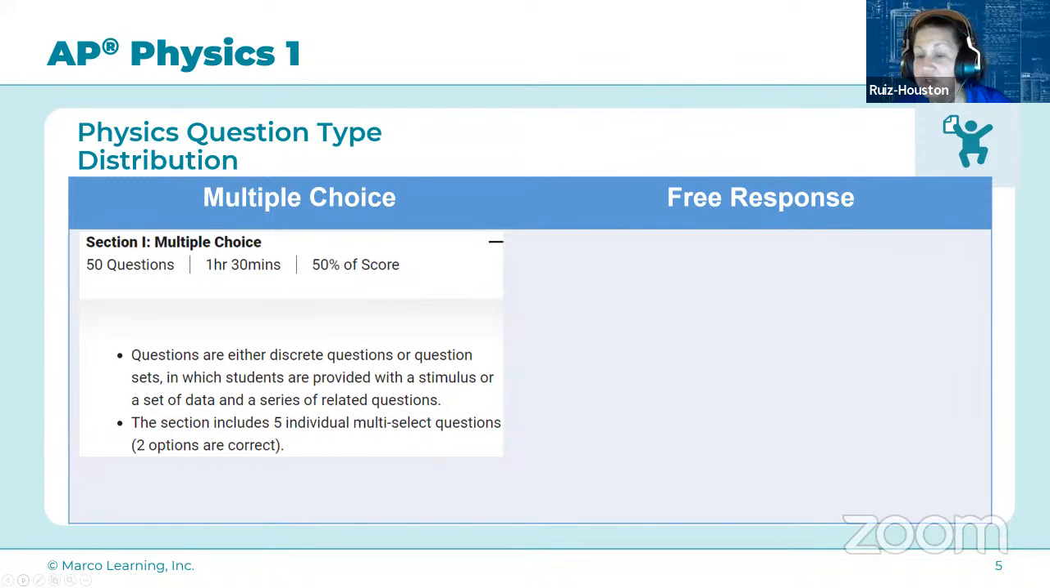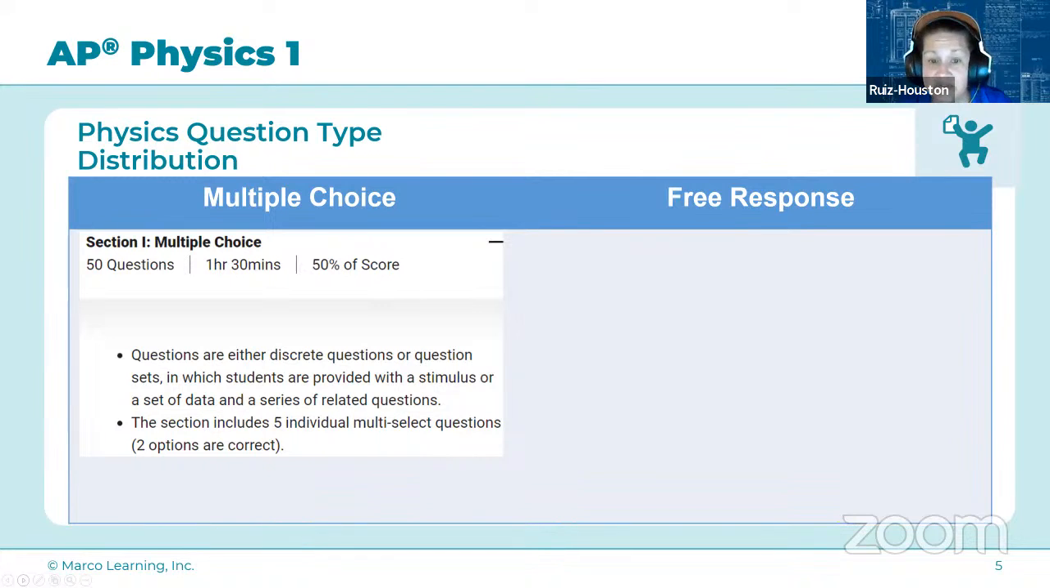And your teacher has probably talked to you about those 5 questions right there at the end. Those are going to be your multiple select. Now, students always ask, what if I put one of the correct answers, but not the second answer correct? Do I get half of a point? No. You have to get both pieces correct to get that point.